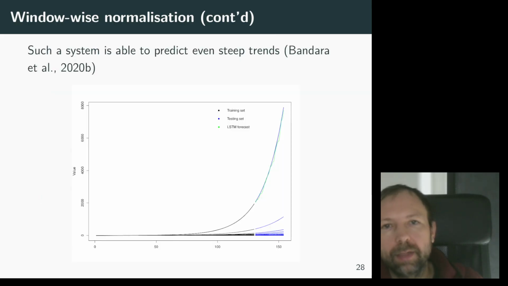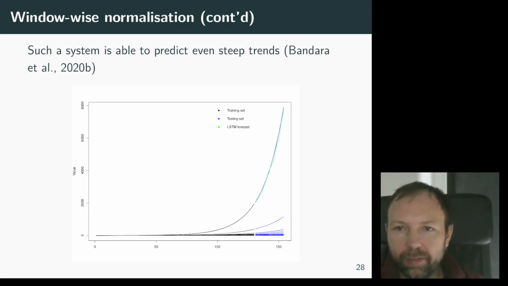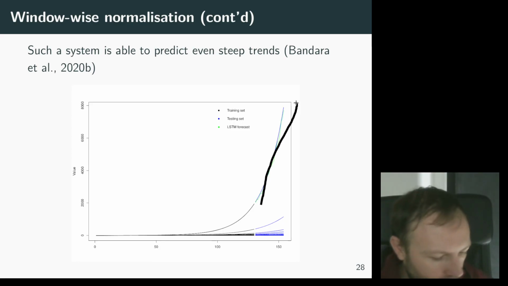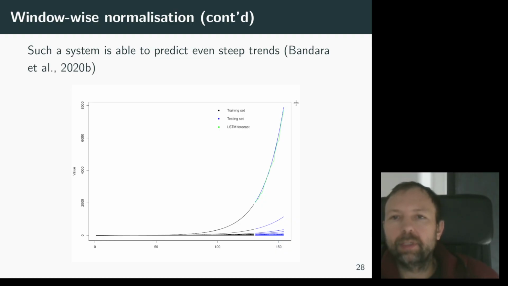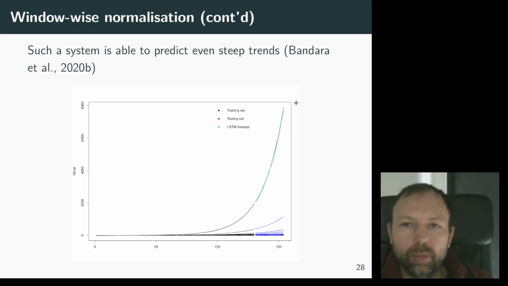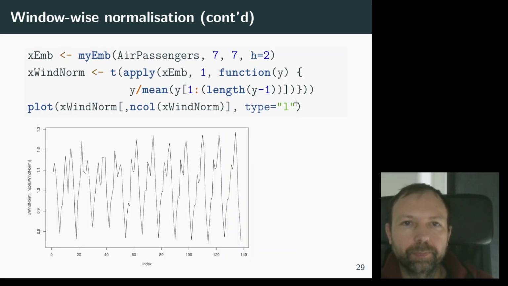And if you do that, you are still able to predict really very steep trends, right? This is an example from one of our papers. Your training data is only the black data, and you see here in blue, that's the test data, and we have our forecasts in green here. You can easily pick up that very steep trend just by doing window-wise normalization.